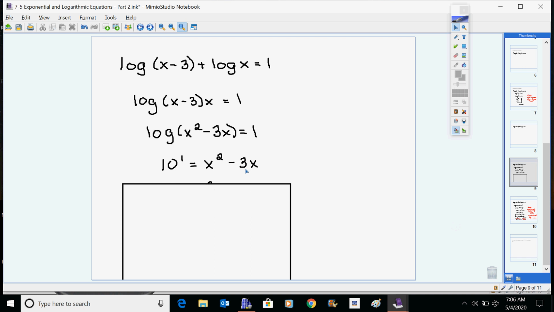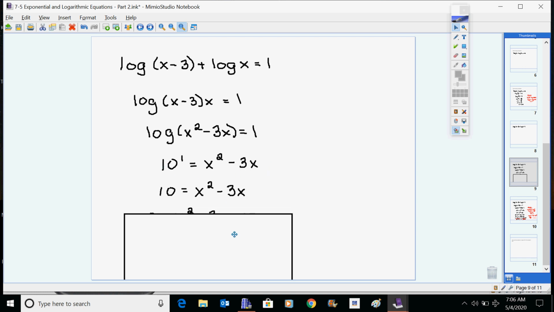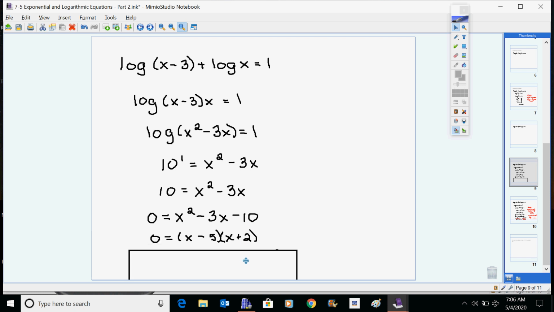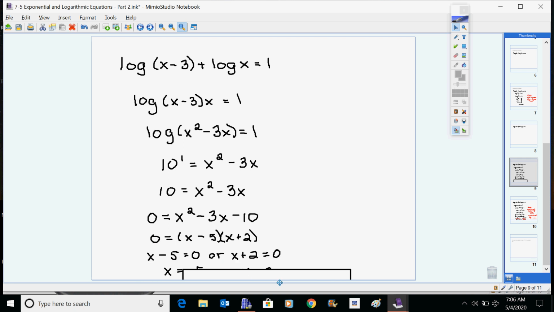Factoring doesn't help here, but when we move the 10 over by subtracting it from both sides, we have something that's very easily factorable. You're looking for factors of -10 that when you add them together you get -3. So -5 and 2 works for that. And then you can break that up so that you get x equals 5 or x equals 2.